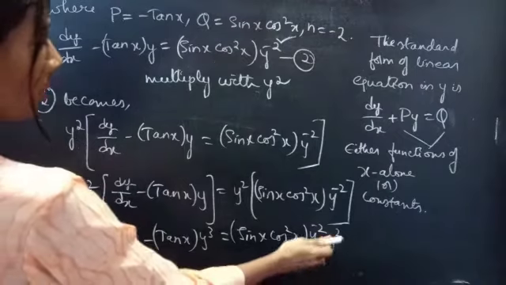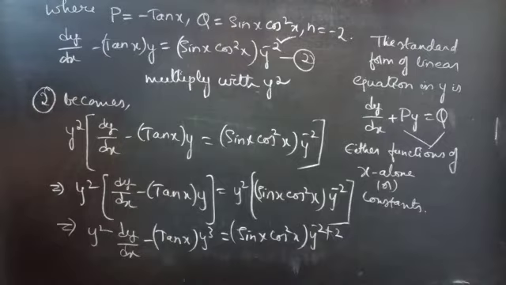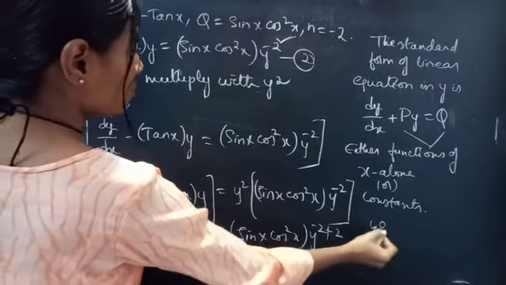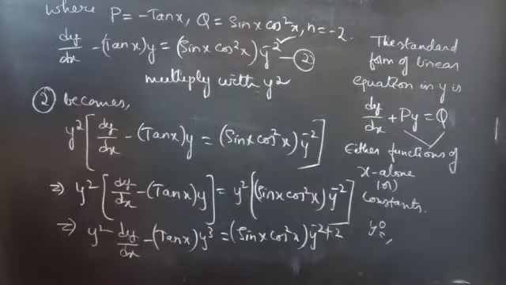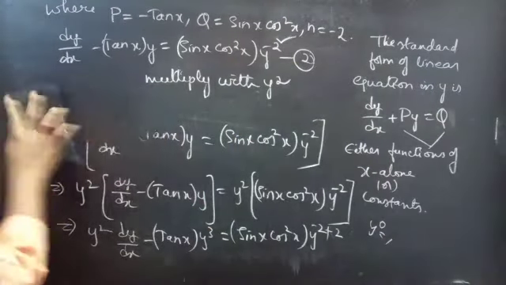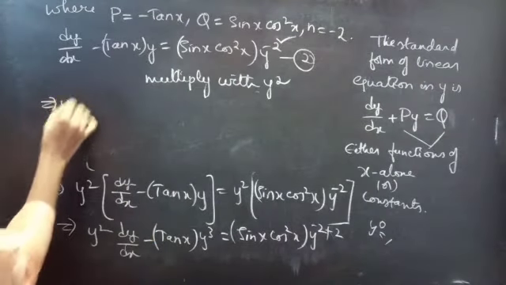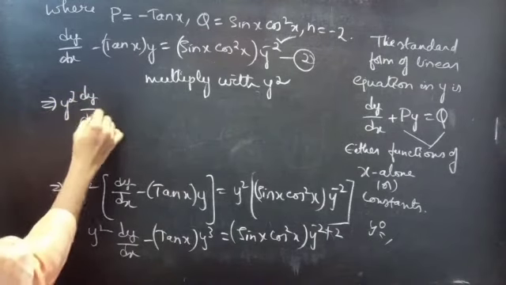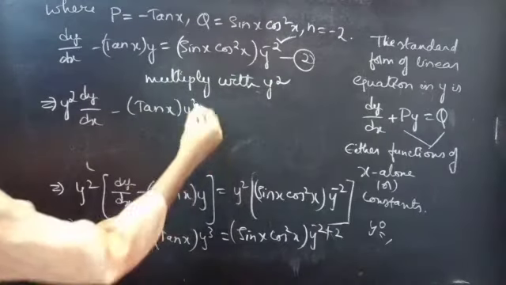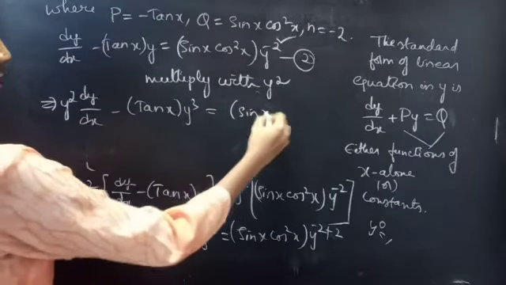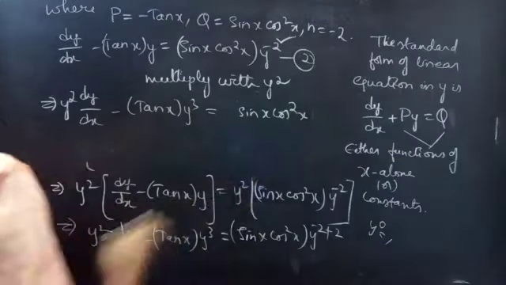Here bases are equal, we'll add the powers. Y power minus 2 plus 2 is y power 0. Again, y power 0 is 1. So y power minus 2 gets eliminated. Then we'll get y square into dy by dx minus tan x into y cube equals sin x into cos square x. Okay, fine.